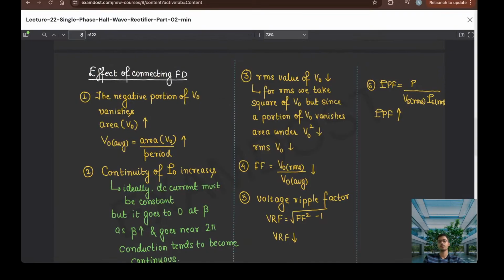So the area of V0 is increasing. That means the negative part has vanished. So the area increased, which means V0 average is increased.